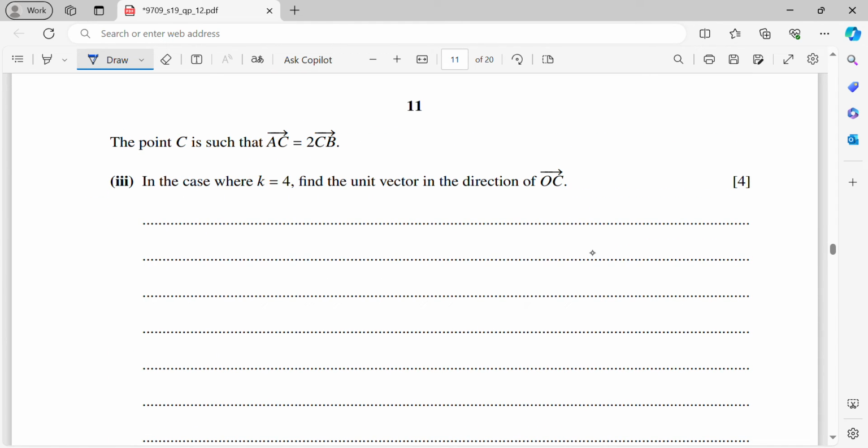Now, the point C is such that vector AC is 2 vector CB. In the case where k equals 4, find the unit vector in the direction of OC. A unit vector is basically a vector with magnitude of 1. So the unit vector of A is vector A divided by its magnitude. So I need to get OC first before I get the unit vector, and replace the k by 4.